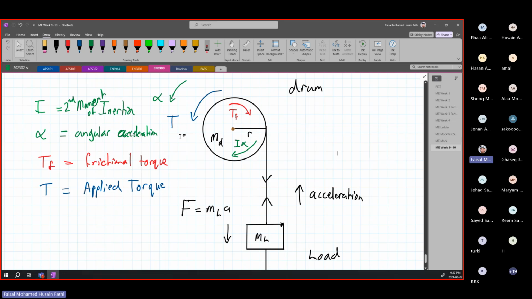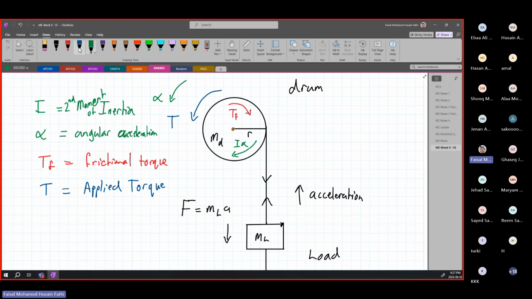When you have a torque going this way, that means acceleration is going to be going upwards. If this is rotating in this direction, it means our acceleration is going upwards. So once we have an upwards acceleration, we know the direction of the torque. We will also know the direction of our alpha, because this is where it's accelerating. And the frictional torque is always going to be opposite to the torque. And also the I alpha is going to be opposite to torque.